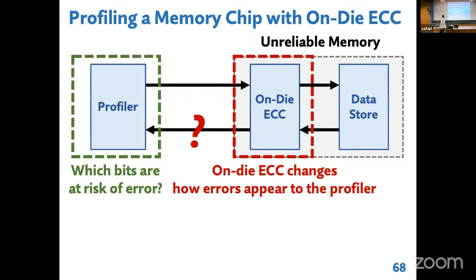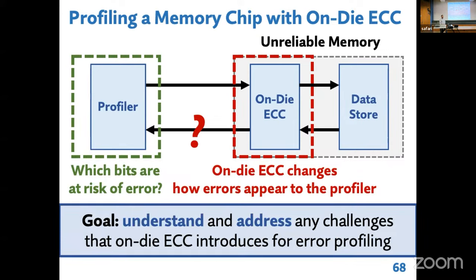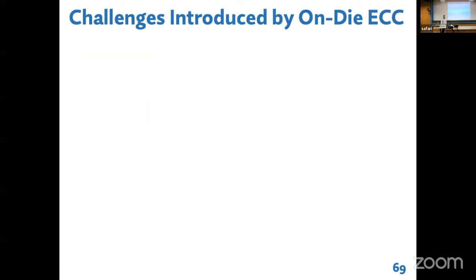errors appear to the profiler, because you have some bit flips in the storage, and then some of them are corrected, some of them are not corrected. Maybe in some cases you correct it wrong because there are too many bit flips. And as a result, you get a different distribution of bit flips, and you cannot make any healthy conclusion out of that. So the goal of this work is to understand and address any challenges that on-die ECC introduces in error profiling. And there are some challenges of doing that.